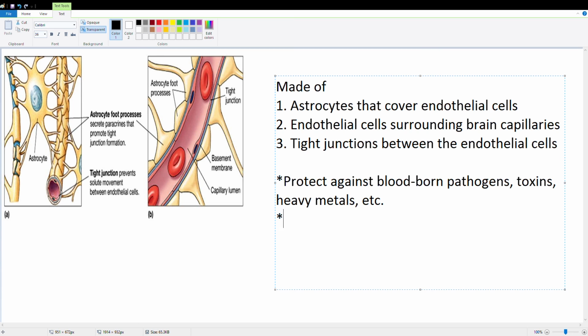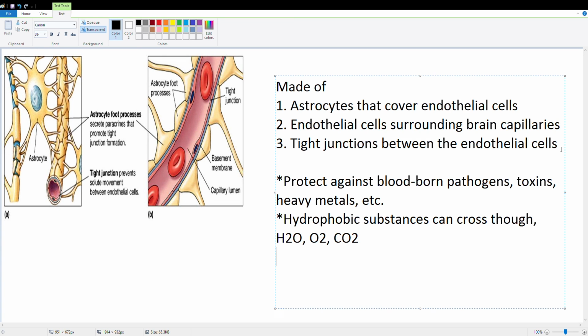However, hydrophobic things, so lipids, fats, can cross through. So hydrophobic substances can cross through, as well as H2O, O2, and CO2. And via special transporters, glucose can also enter. That's why glucose is consumed really heavily by the brain. Like I mentioned, the whole point is that it wants to keep out bad stuff. But the problem with the blood-brain barrier is that it also keeps out good stuff.